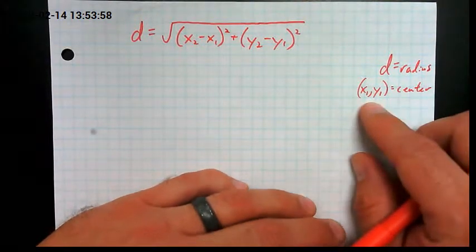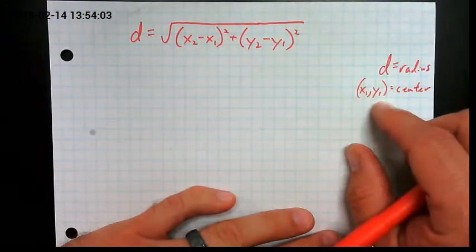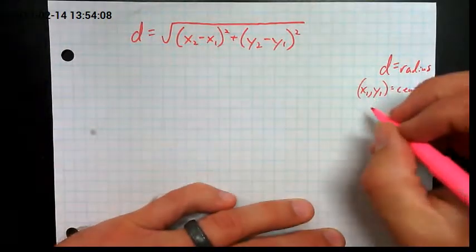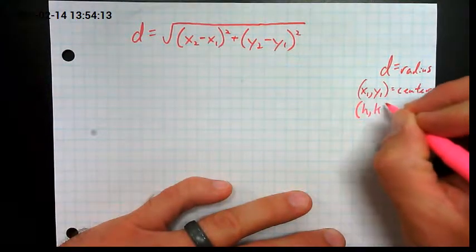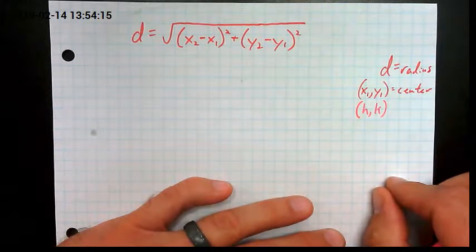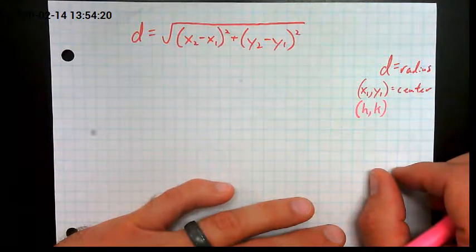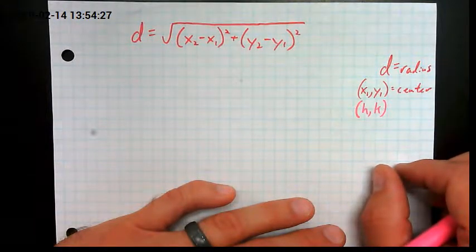Now, when we talk about the center, we actually have specific values. Instead of using x and y, we switch these out and use h and k. You guys have probably seen h and k before, because when you do the vertex form of a parabola, you use h and k. A lot of different graphs that have vertices use h and k as the vertex. In the circle formula, you use h and k as the center of the circle.